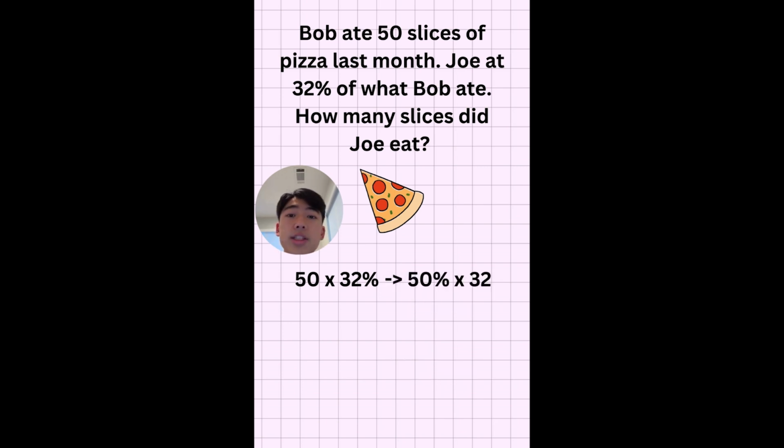The faster way is to know that multiplying numbers with percentages is associative, meaning that the percent sign can be moved around. So 50 times 32% is the same as 50% of 32. And since you know that 50% is just half of a number, half of 32 is 16, which is your answer.